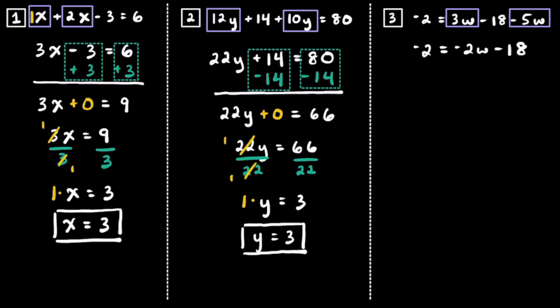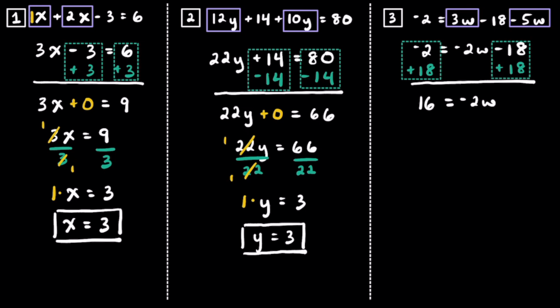And let's see, to get 0 here, we're going to have to add 18, which is the opposite of that negative 18, and do that to both sides of the equation. On the left side, this negative 2 plus 18 is going to equal positive 16. And on the right side, we have this negative 2w. And when we combine that positive 18 with negative 18, we get 0.